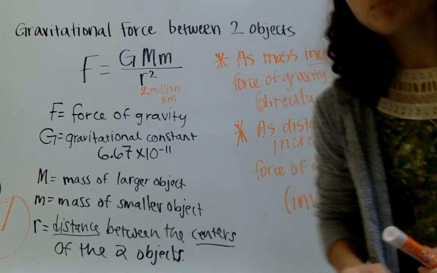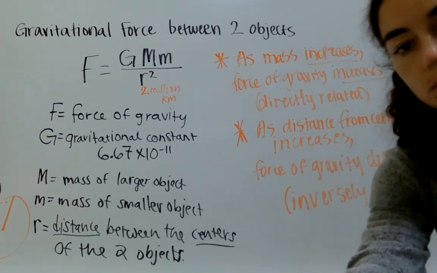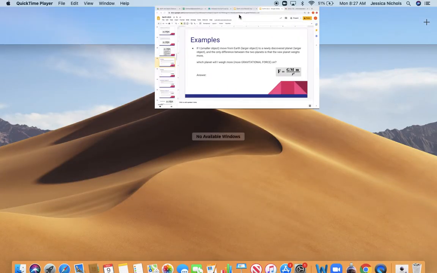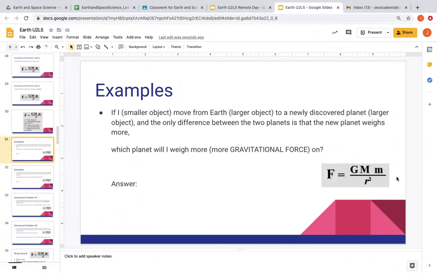Okay, so let's look at some example problems to work on this. We have the equation here, and you have your notes from earlier. The first example is if I, the smaller object, so I'm this little m over here, move from Earth, which is the capital M, the larger object, to a newly discovered planet, which is the new larger object, and the only difference between the two planets is that the new planet weighs more, which planet will I weigh more on? Which planet will have a greater gravitational force between me and the planet? Think about that for a second. Pause the video, try it on your own.